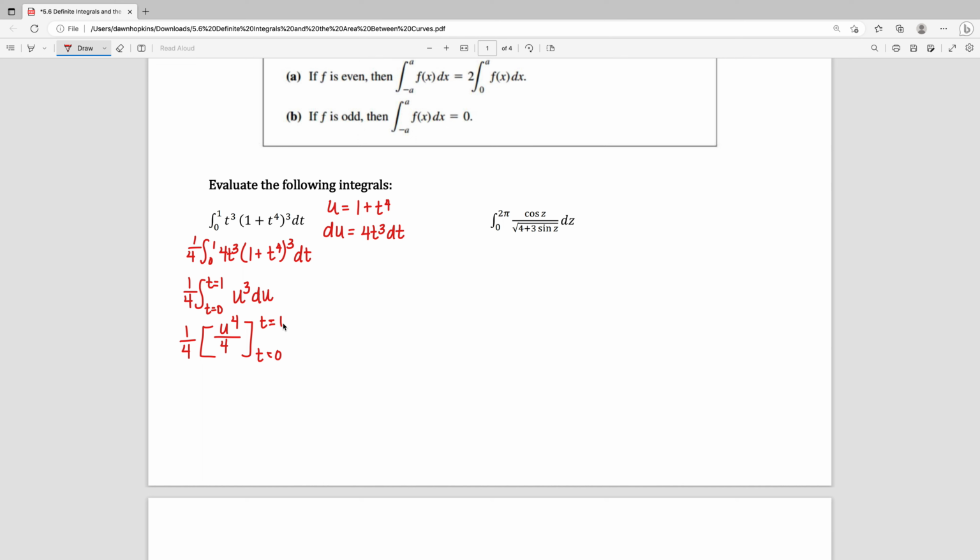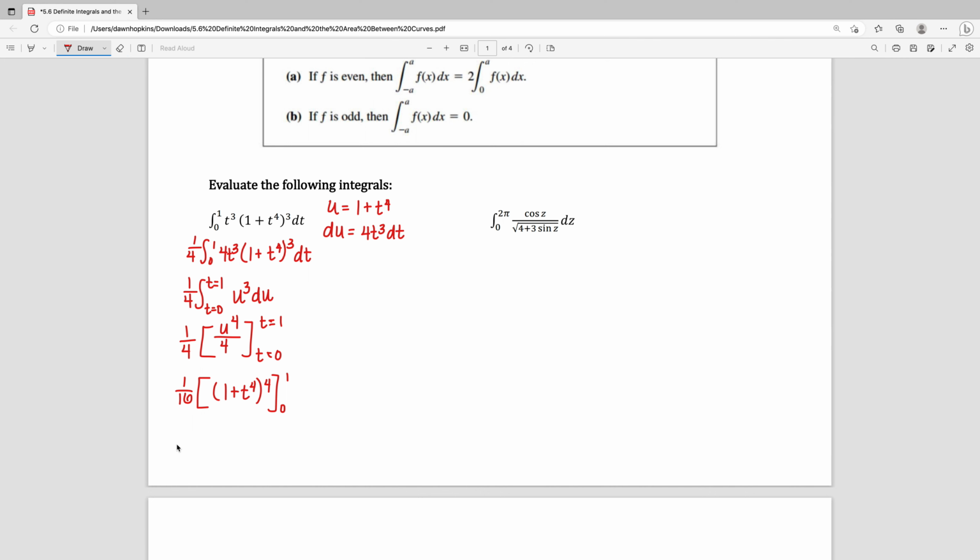So what I then need to do is go back and instead of the u, write 1 plus t to the fourth. While I'm doing that, I'm going to take this denominator 4 and bring it out with the 1/4. So I'm going to have 1/16. Then it's going to be 1 plus t to the fourth, raised to the fourth power. And we're looking at that from 0 to 1.